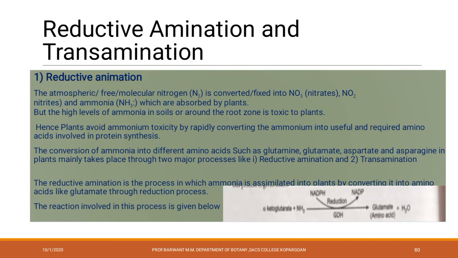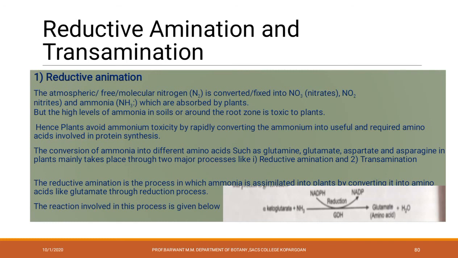The conversion of ammonia into different amino acids such as glutamine, glutamate, aspartate, and asparagine in plants takes place in two major processes: reductive amination and transamination. Reductive amination is the process in which ammonia is assimilated into the plant by converting it into an amino acid like glutamate through a reduction process.